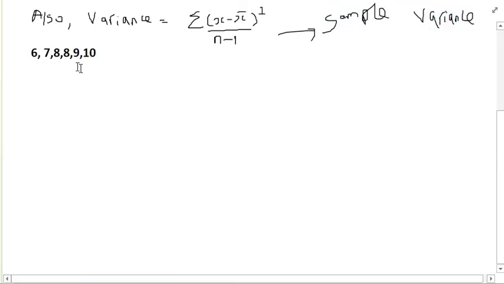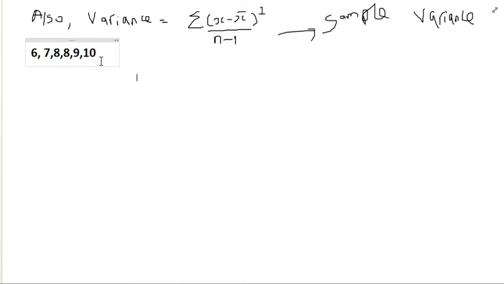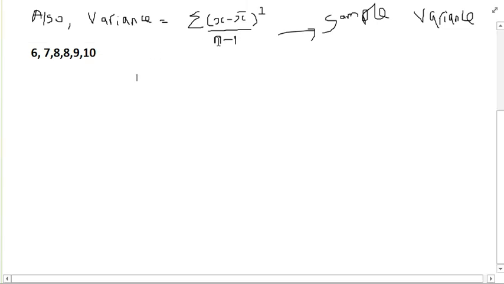For instance, we have this set of numbers. Let's say 6 students are selected in primary, and their ages are 6 years, 7 years, 8 years, 8 years, 9 years, and 10 years. We have these ages for just 6 students, out of, let's say, 100 or 200 or 300 students in a school. Then how do we find the variance and standard deviation? So in this case, we are going to apply this formula.